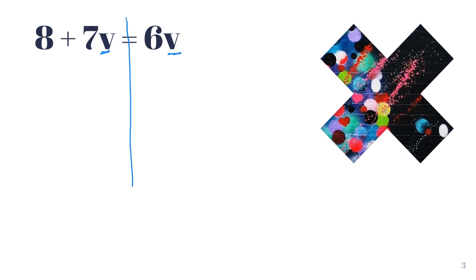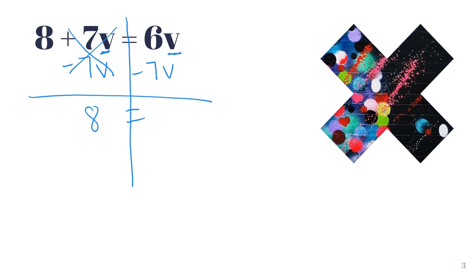So in order to do that, I look at v. I need to move the 7v over to the 6v. Otherwise, I would have nothing on the side of 6v. So I look at 7v. I'm adding 7v, so the inverse is going to be subtracting. So I start by subtracting 7v. Positive 7 minus 7 cancels out, and I'm left with 8 equals 6v minus 7v is negative 1v.